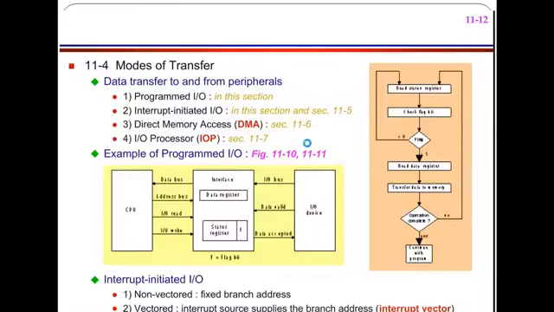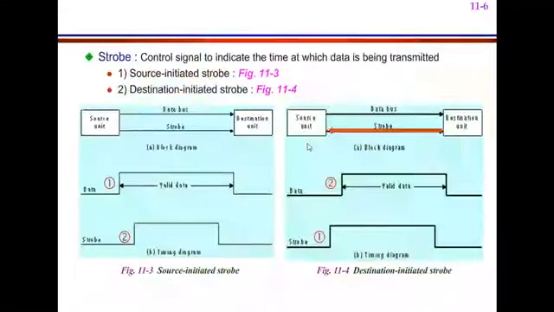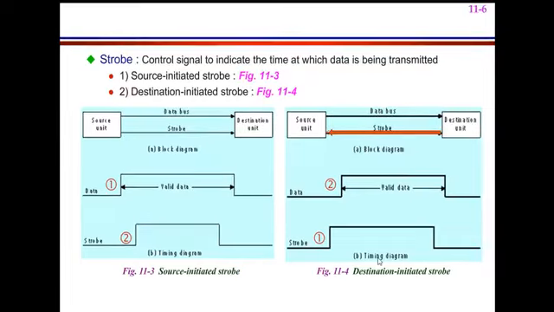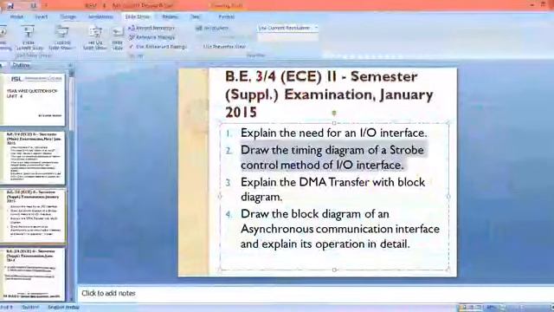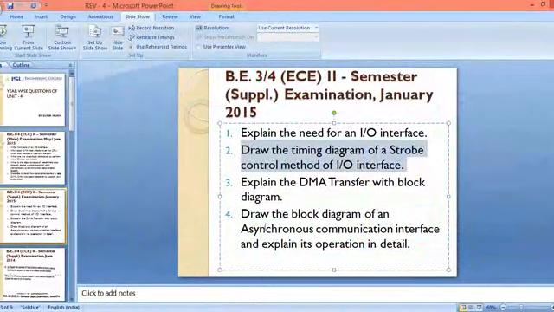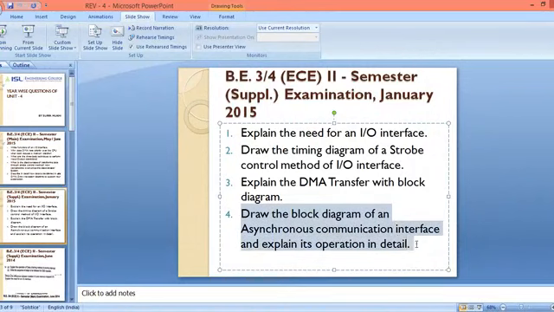What is the strobe controller method of IO interface? Here, this timing diagram you need to draw for this particular question. Source initiated strobe, destination initiated strobe. These are the timing diagrams you are going to draw for this question. Next, draw the block diagram of communication interface with.